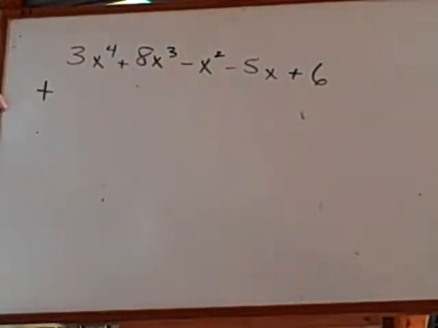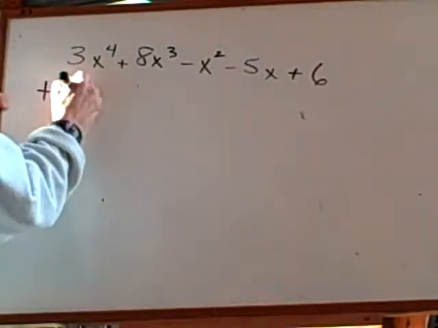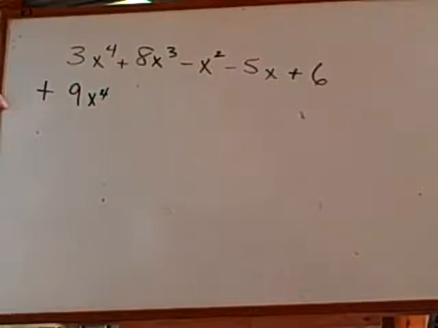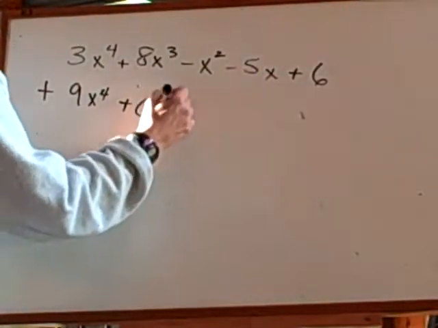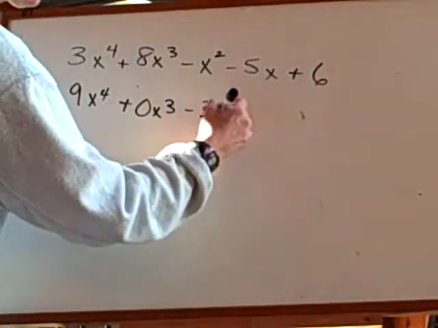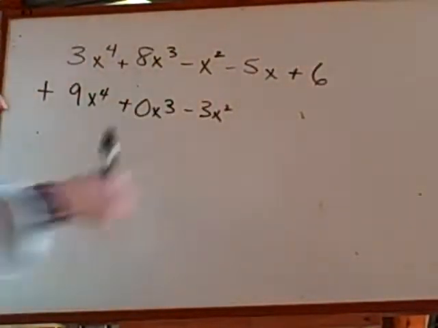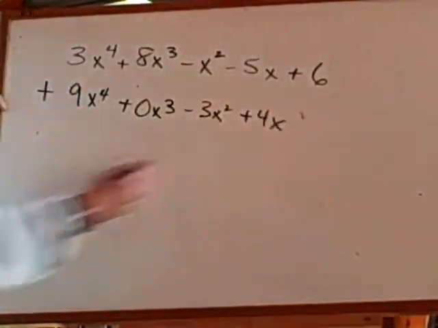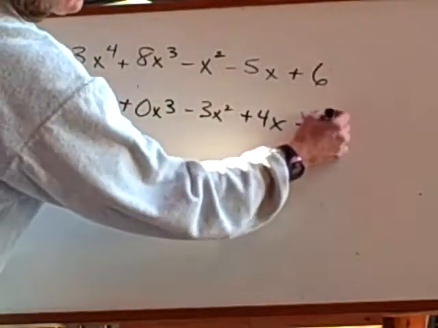We're adding, so I'll put my addition sign here. This is 9x to the fourth. All right, my next term is minus 3x squared. If you want to, you could do 0x cubed here. You could just leave it blank. Minus 3x squared plus 4x, and then lastly is minus 8.